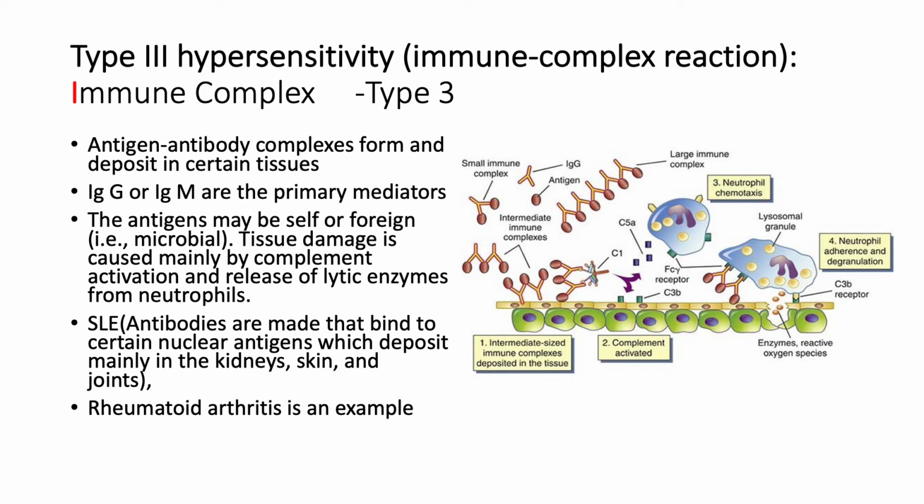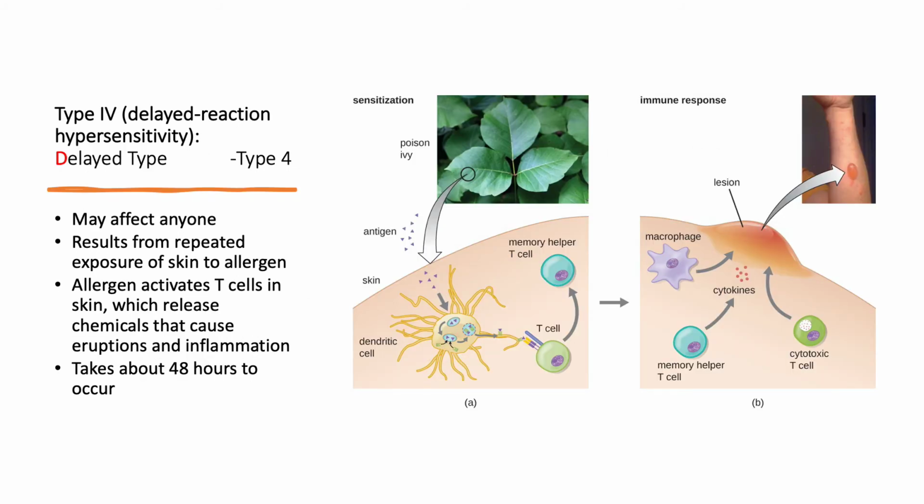Type 4 delayed reaction hypersensitivity may affect anyone. It results from repeated exposure of the skin to an allergen. The allergen activates the T cells in the skin, which release chemicals that cause the eruption and inflammation. It takes about 48 hours to occur. How does it happen? Let's see the picture.